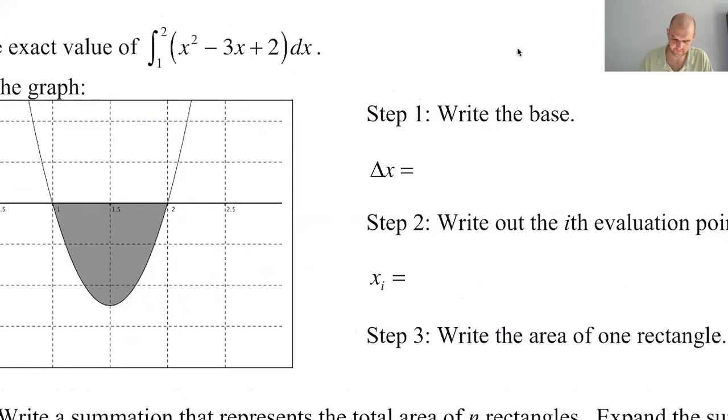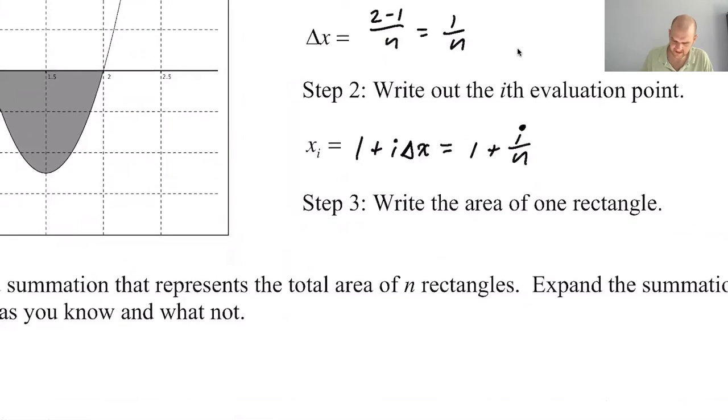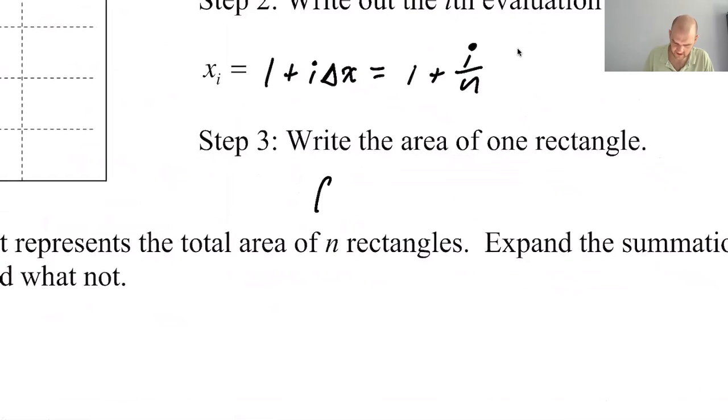All right, let's look at this. Let's figure out the things we need. So we're going from 1 to 2, which means delta x is going to be 2 minus 1 divided by n, or just 1 over n. And then x sub i: we're starting at the bottom, so we're starting at 1, and we're just going to add delta x over and over again. So it's 1 plus i over n. And then each rectangle is going to be the height, which is f of x sub i, times the base.